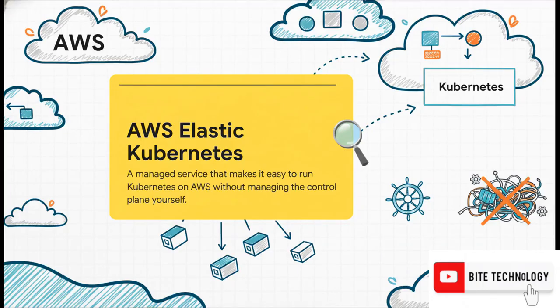So here's the official definition. EKS is a managed service that makes running Kubernetes on AWS way easier by taking the whole control plane management off your plate. And the key thing to remember is this is still 100% standard open source Kubernetes. It's not some weird AWS version. It's the real deal, just without all the operational overhead.